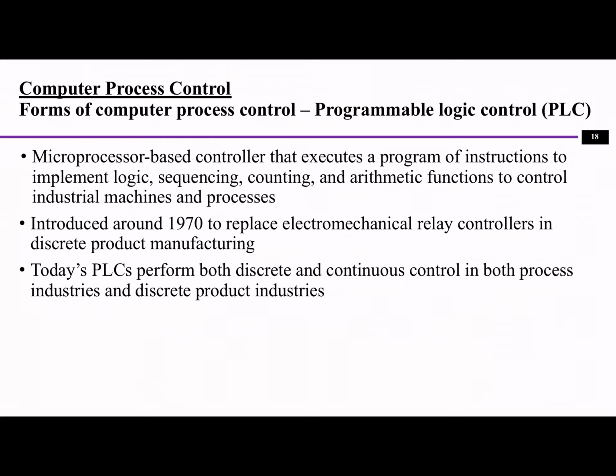So PLC is also one type of computer process control. We'll talk a little bit about PLC. It's a programmable logic controller, and it executes program instructions to implement logic, sequencing, counting, and other functions to control industrial machines and processes. It was first introduced around the 1970s to replace relay controllers. And today, PLC can be used in both discrete and continuous control, in both process industries and discrete product industries. So later we're going to talk more about PLC.